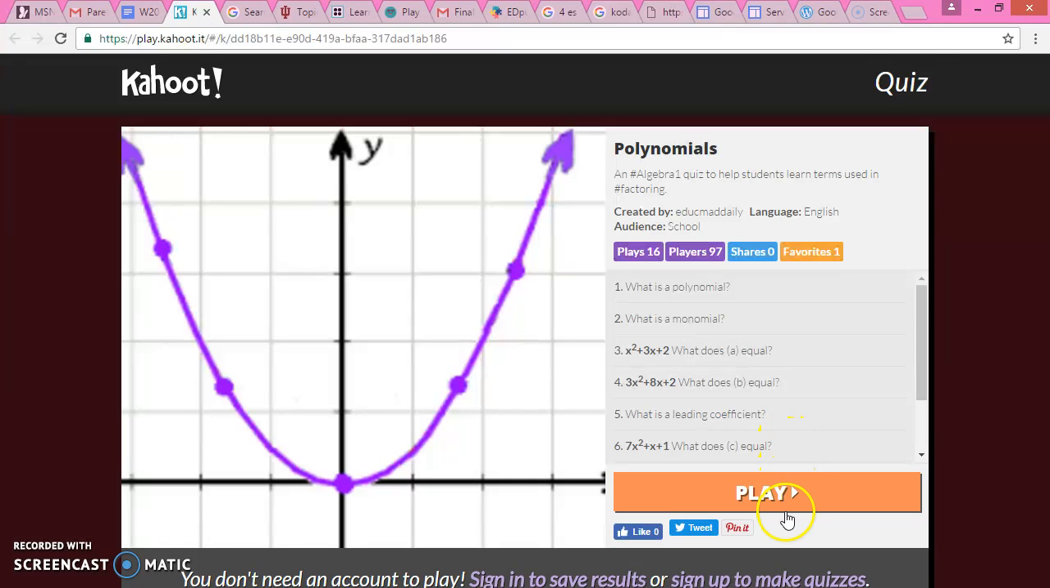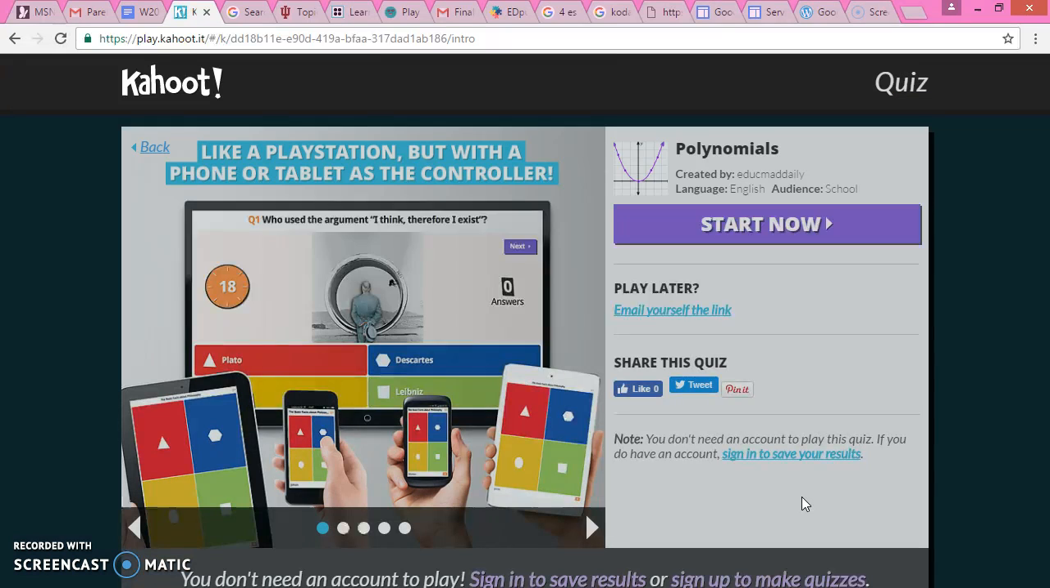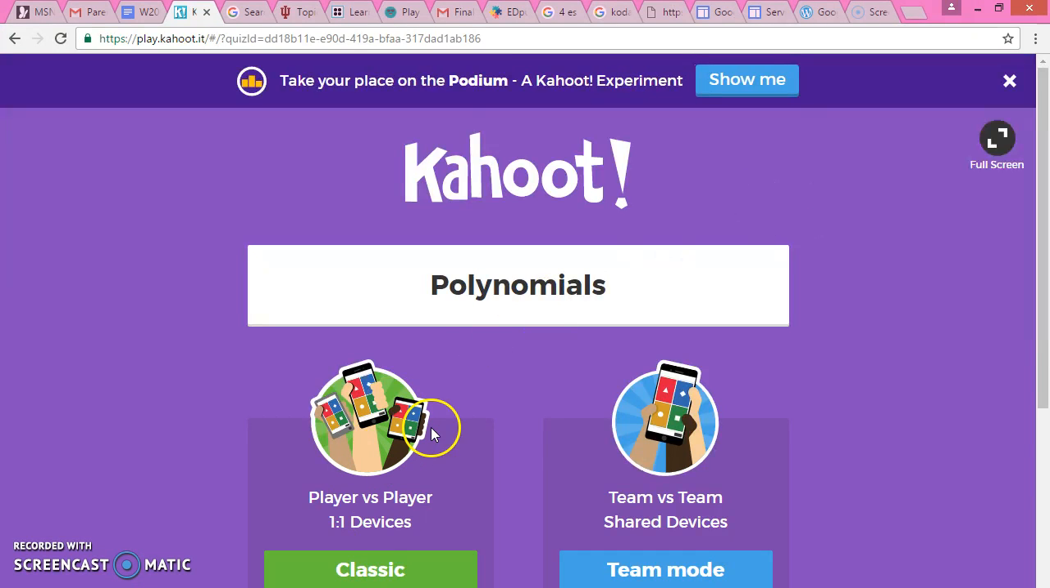So first of all, you click play, and then start now. And you have two options. You can have a team with one device in case your students don't have phones for themselves, or you can use each player's phone. So that's what I'm going to do.